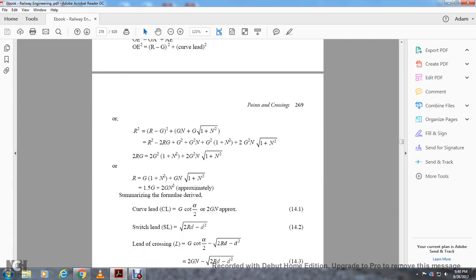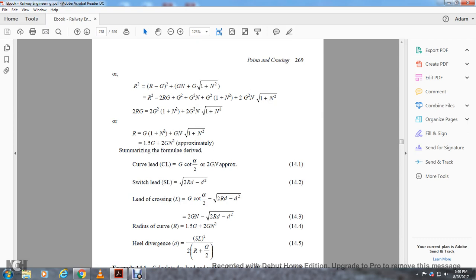Summarizing the formulas derived. Curve lead CL is equal to gauge times cotangent A over 2G, and approximately switch lead SL is equal to the square root of 2RD minus D squared. Lead of the crossing L is equal to gauge times cotangent A over 2 minus the square root of 2RD minus D squared. Radius of the curve R is equal to 1.5 gauge plus 2 gauge times N squared. Heel divergence D is equal to SL squared over 2 times (R plus G/2).